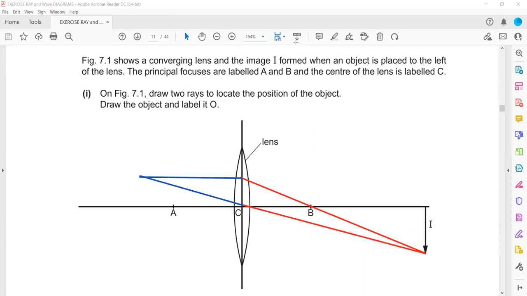So when we locate this position, it appears that the object is at this point. This is the position of the object. So using the image position, we can locate the object. First, the parallel light ray will pass through the focus, and one through the center of the lens will pass straight. And the point where the two light rays intersect is the position where the image is formed. So from the position of the image, we located the position of the object.